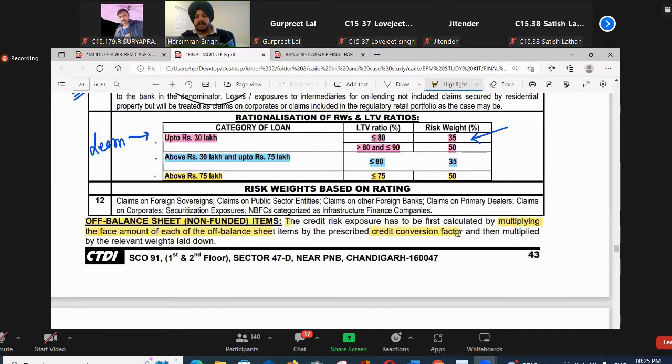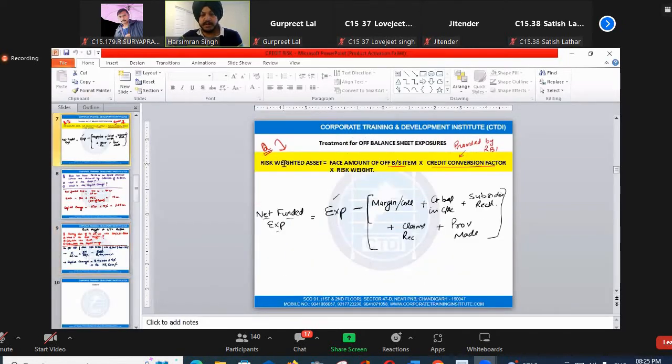This is given by RBI. You cannot remember that because these are big charts. So then it will be multiplied by the risk weights. So suppose in the paper he asks you theory, so it is very simple in front of you. Risk weighted asset is equal to face amount multiplied by credit conversion factor multiplied by risk weights. Suppose he gives you the data that face amount of off-balance sheet item is this much, credit conversion factor is this much, risk weight is this much, calculate RWA, you simply multiply it. All right.